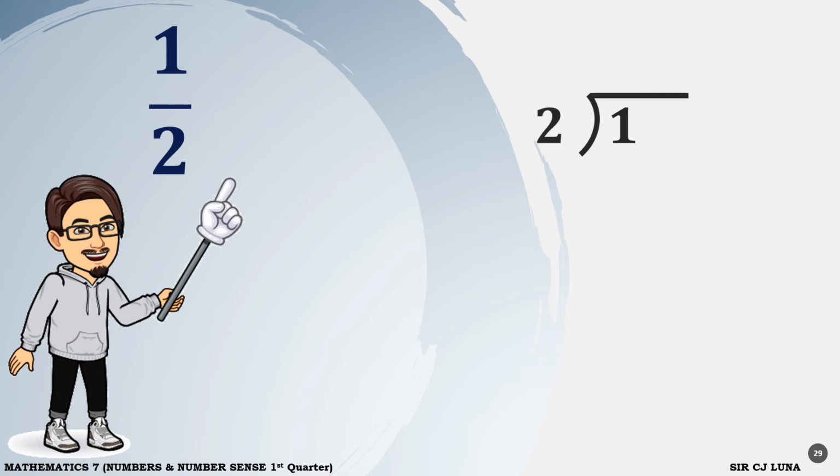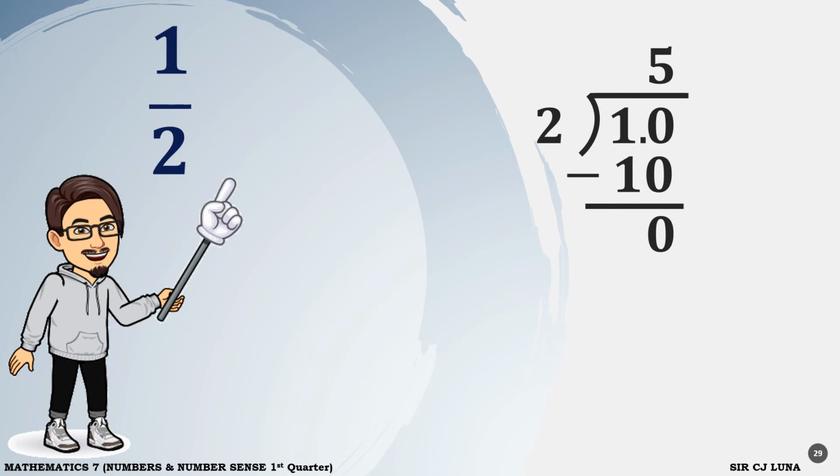Pero hindi to pwede, kasi maliit yung 1 sa 2. So, ang gagawin natin dito, mag-a-add tayo ng decimal places. We will put a decimal point and add 0. So, we have now 10 divided by 2. That is equal to 5, because 5 times 2 is 10, and 10 minus 10 is equal to 0.